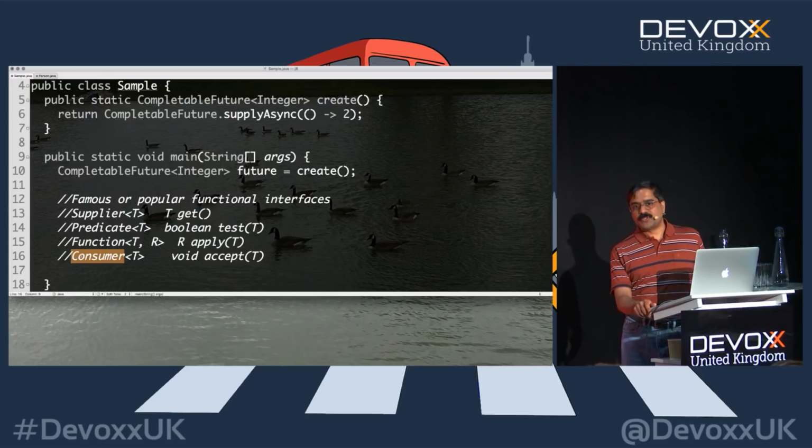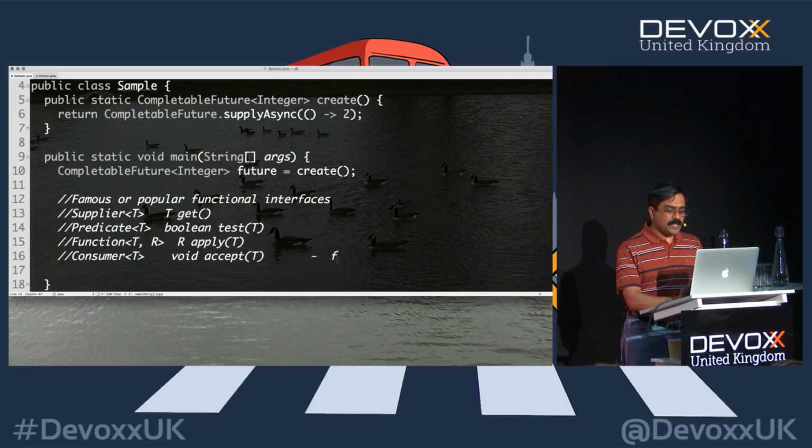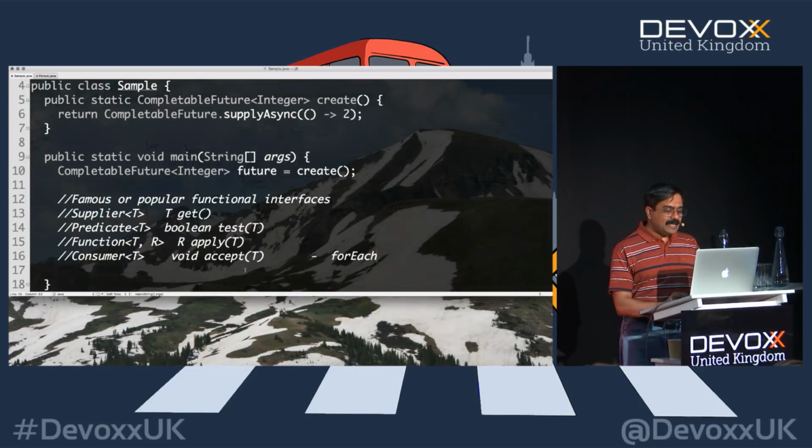Consumer is probably the one you see a lot. Where do you see Consumer? You see Consumer in pretty much forEach. forEach uses Consumer. What does Consumer do? It takes data and eats it, right? That's all it does. It doesn't return any value. As a comparison, I say Consumer is like my government.